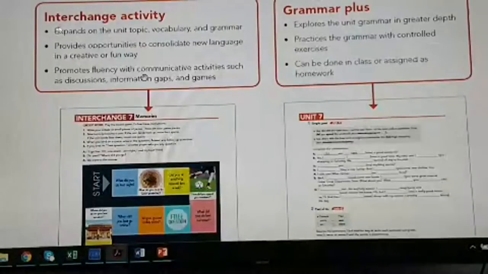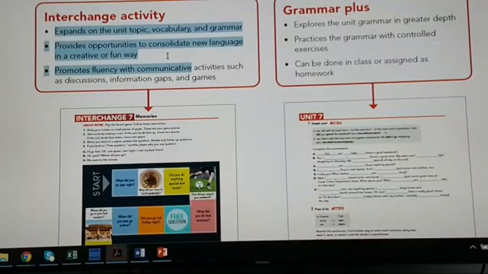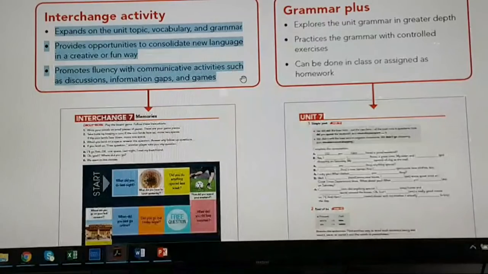Back provides opportunities to consolidate new language in a creative, fun way, promotes fluency with communicative activities such as discussion, information gaps, and games. So, this is for expansion. That doesn't mean that you have to use it all the time in all the courses. Remember, this is support.